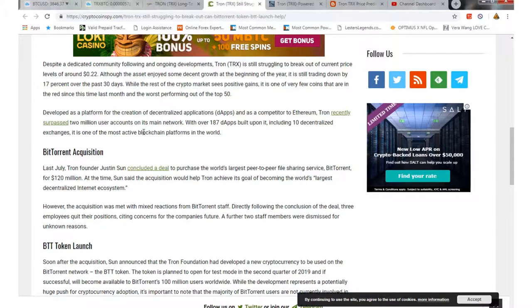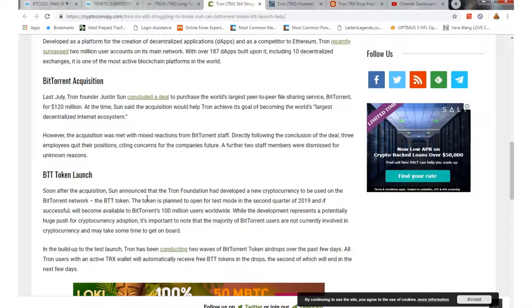Obviously, the whole market's down because of Bitcoin. Just considering how many dApps and all that stuff it has, it's crazy to think about the price compared to XRP and all that. Even if it's at 5 cents, that'd be nice right now. But then again, last July, TRON got BitTorrent, and obviously the BTT token launch.